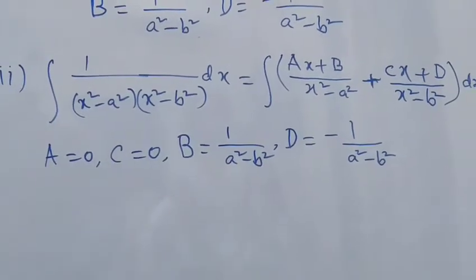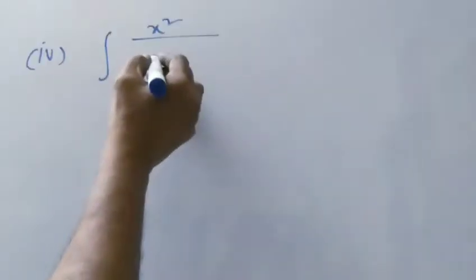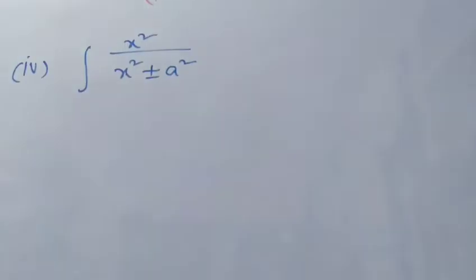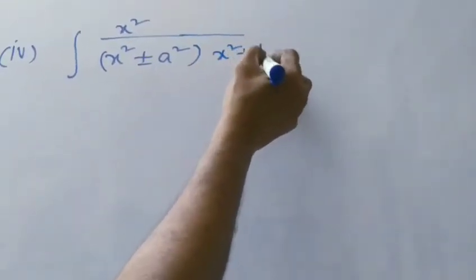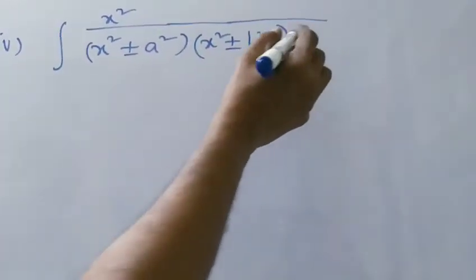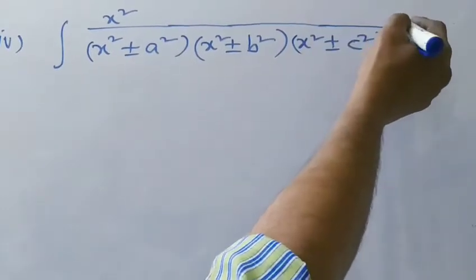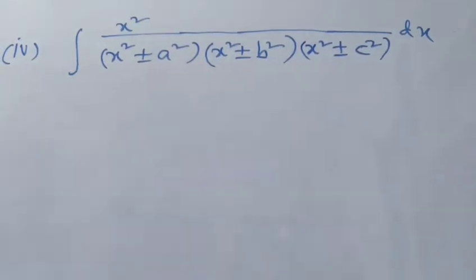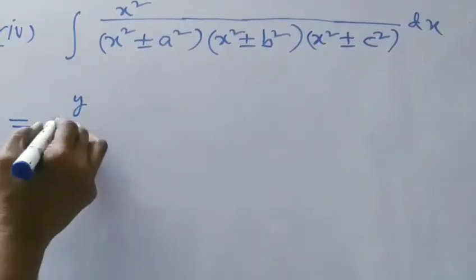Next one: integral of x square by x square plus or minus a square into x square plus or minus b square into x square plus or minus c square dx is equal to integral of y by y plus or minus a square into y plus or minus b square into y plus or minus c square dx.